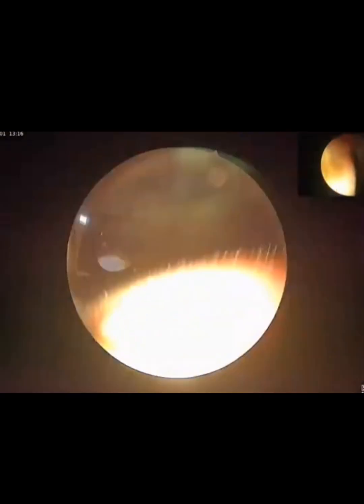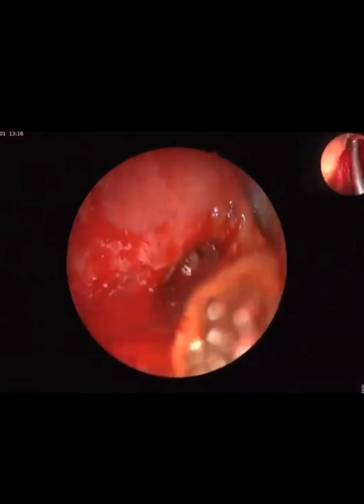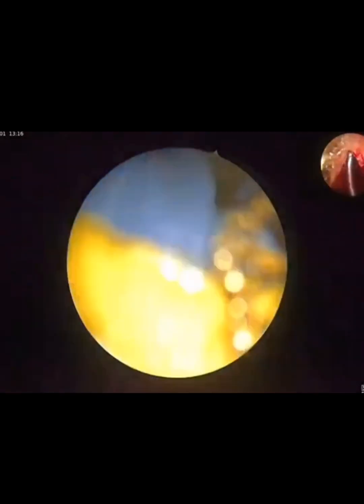Suction. Suction is blocked, I think. Please change the suction.